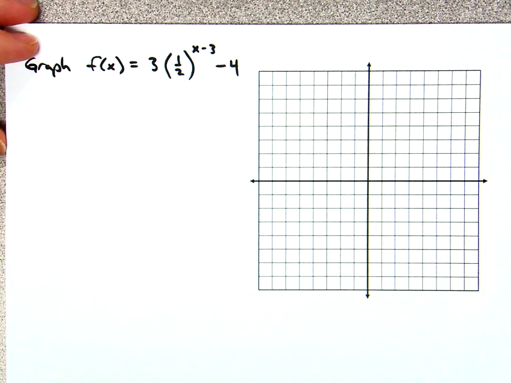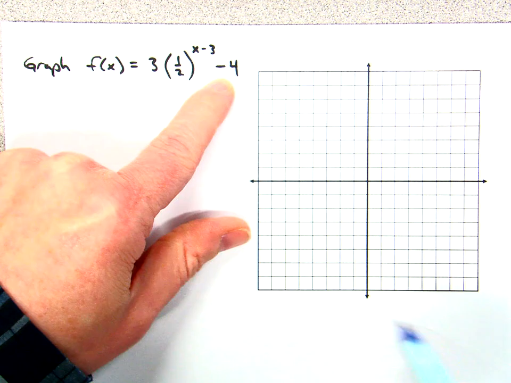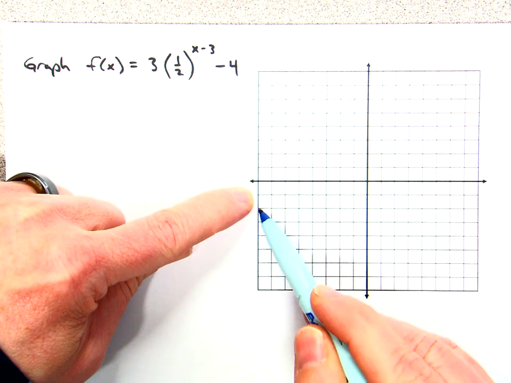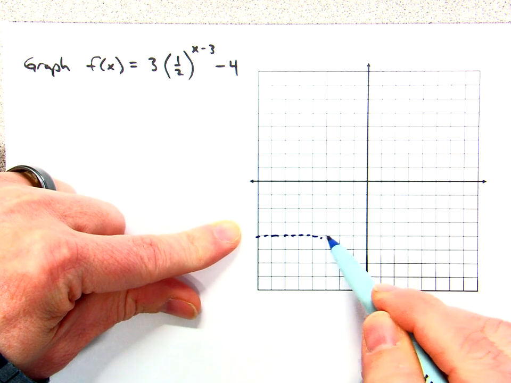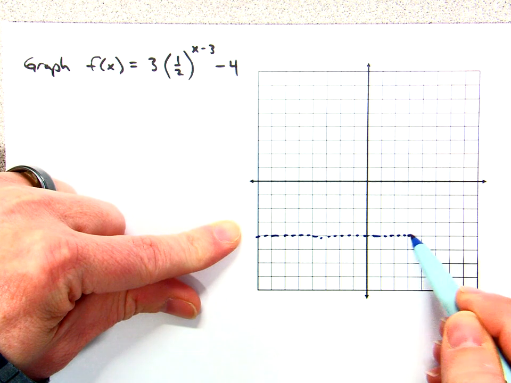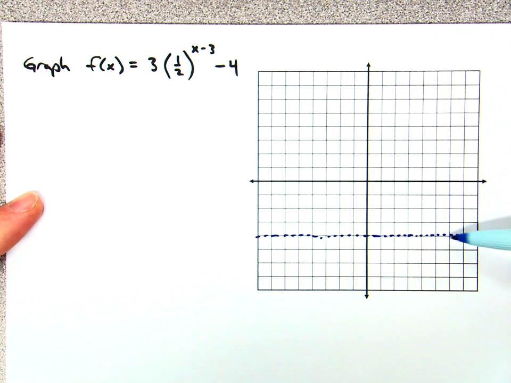Okay, so again, I'm going to look at the -4 to be my horizontal asymptote. 1, 2, 3, 4. So horizontal asymptote here at -4. Nice and easy to spot. I'm just going to go ahead and graph it. Technically, the dotted line isn't a part of the graph. It just helps me establish where I'm going to go when I start drawing my line.